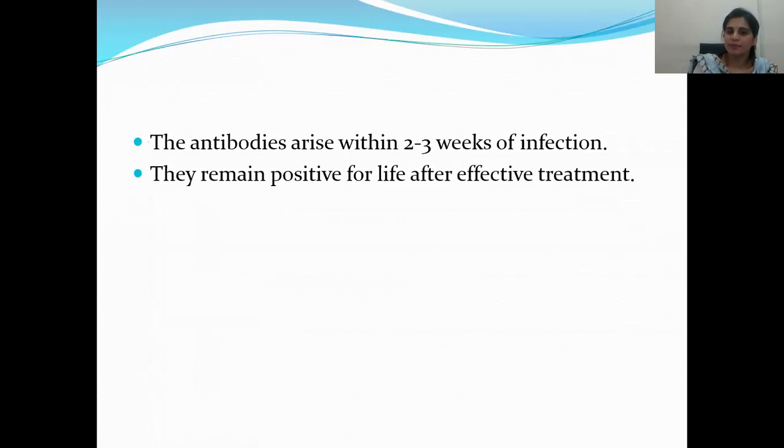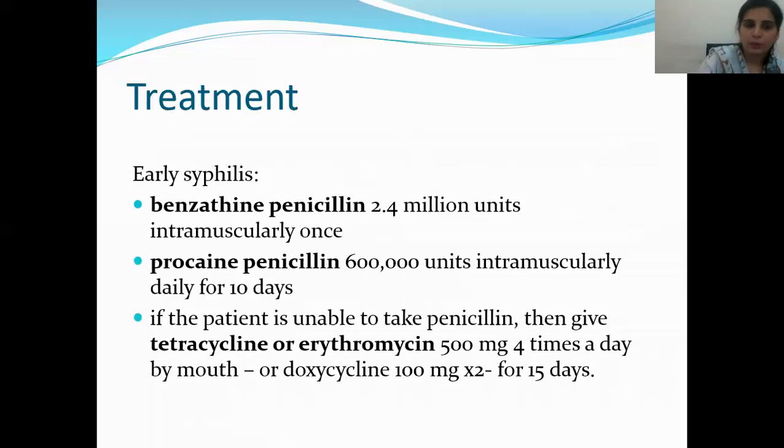In these tests, you also find the antibodies. And the antibodies arise within 2 to 3 weeks of infection, and they remain positive for life after the effective treatment. So antibodies appear after 2 to 3 weeks of infection, they can be detected in the blood and they remain positive for the entire life, even after the treatment. And what is treatment? So we discussed the lab diagnosis, which is important for Treponema pallidum.